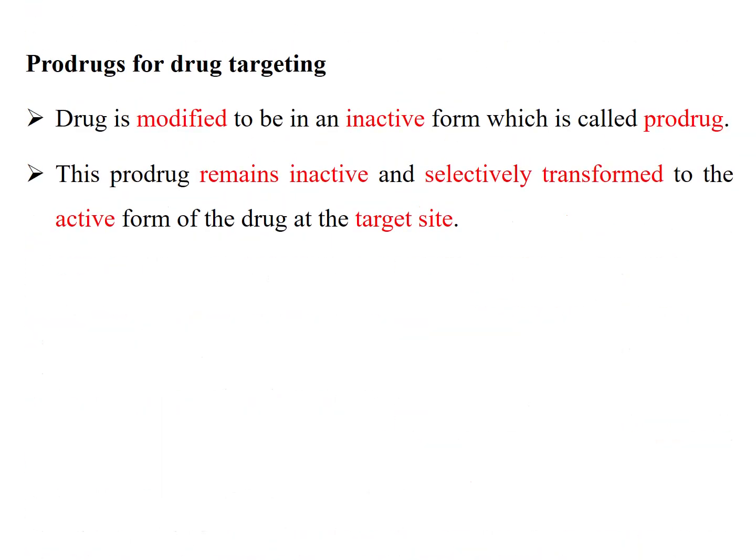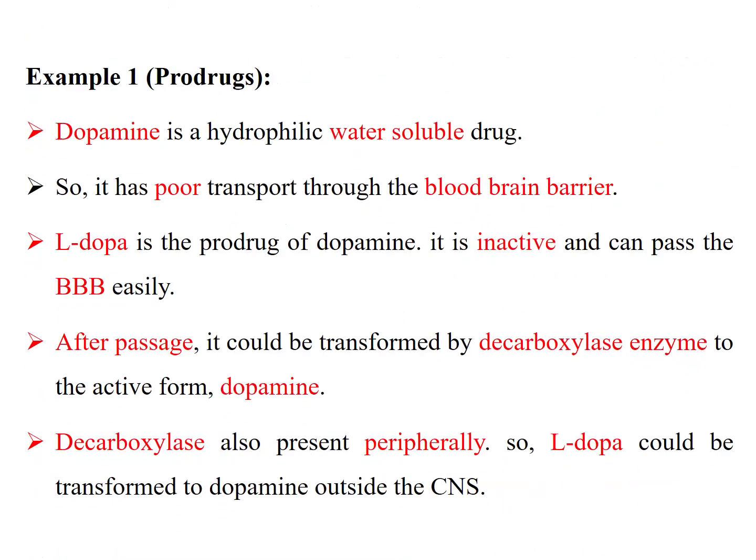Drug targeting can also use prodrugs, where the drug is modified to an inactive form. This prodrug remains inactive and is selectively transformed into the active drug at the target site. Dopamine is a water-soluble drug with poor transport through the blood-brain barrier. Its prodrug, L-DOPA, is inactive and can pass through the barrier easily. After crossing, L-DOPA is transformed by decarboxylase enzyme into active dopamine.